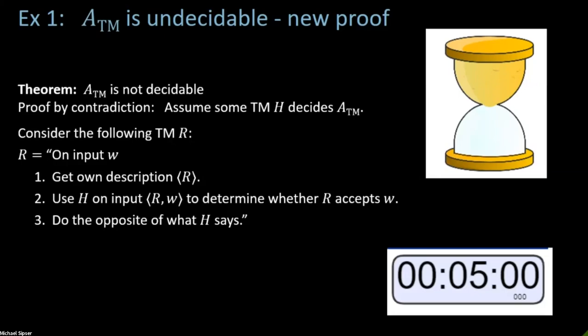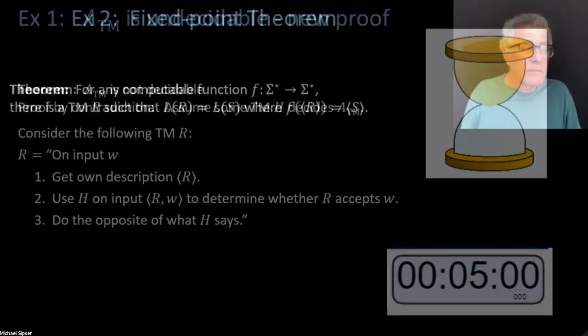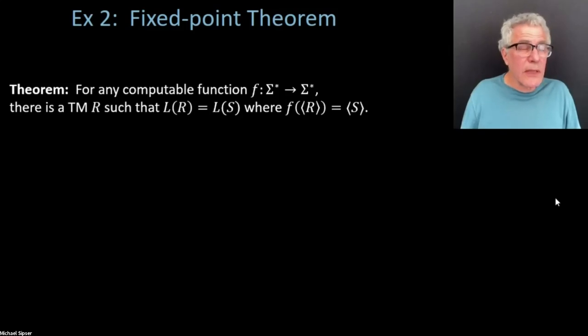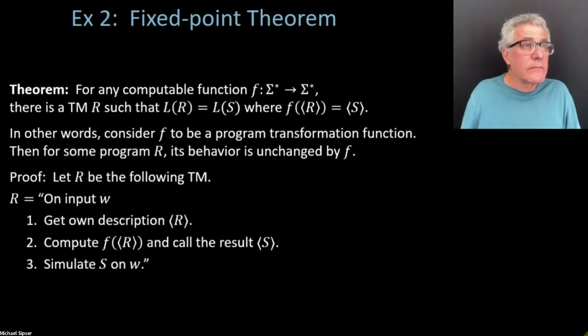Okay, last one here. Why does programming R do the opposite of H? Is that a contradiction? Well, H is predicting that R accepts, but R doesn't accept, so H is wrong. We're a little short on time. Let me skip this one. You can look at this on your own.